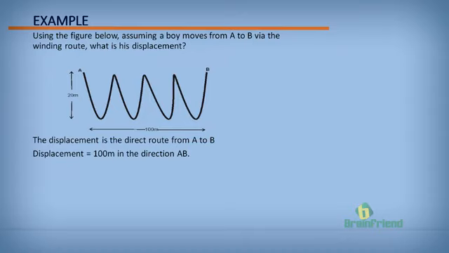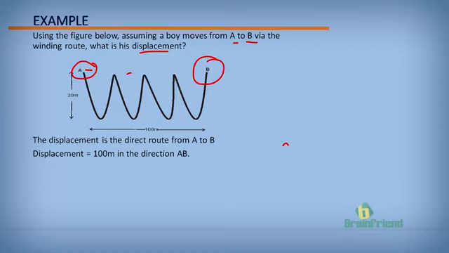Now, this example we use to solve distance. Using the figure below, a boy moves from point A to point B via the winding route. What is his displacement? He wanted to move from his origin to his destination, right here. And he went through these routes, the curved routes or the winding routes. Nobody knows why he refused to just go straight. Maybe there's no path connecting A to B.